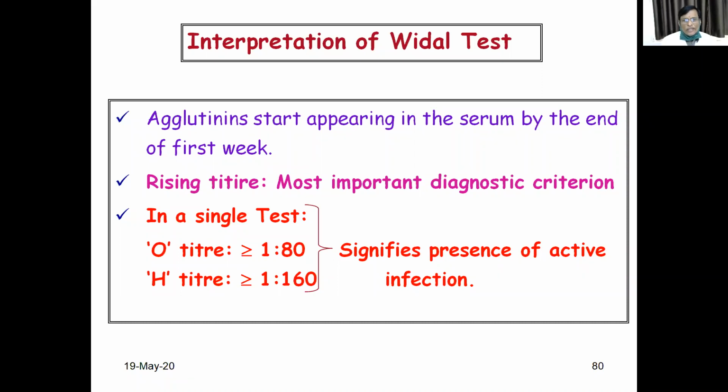So anything more than 1 in 20 of O, or 1 in 80 in case of H, we will treat as positive. Here, more than 1 in 20 means our titer is 1 in 40. So 1 in 40 for the O is positive and 1 in 80 H titer is positive.